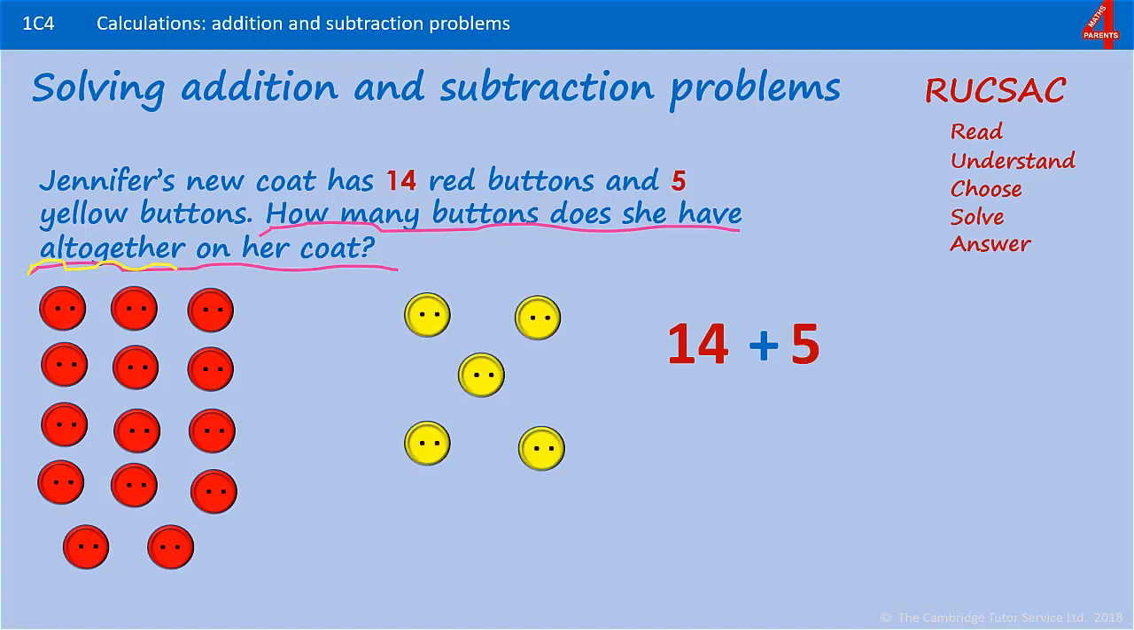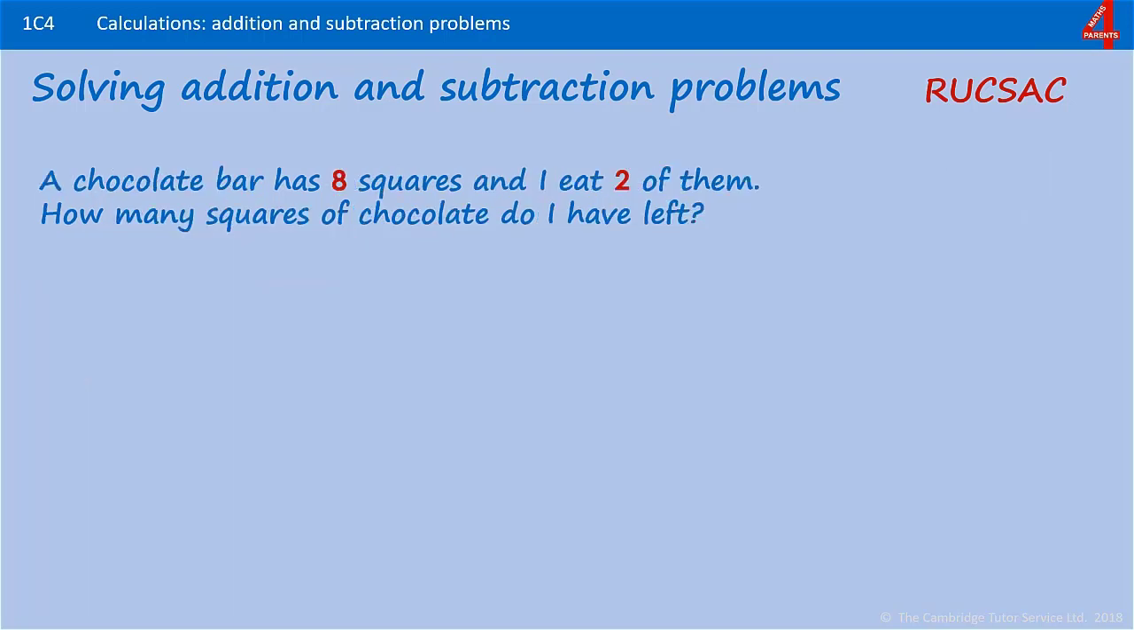To solve and answer the question, we're going to count on from the 14, adding on the 5 yellow. 15, 16, 17, 18, 19. She has 19 buttons altogether, and just check that that is correct. Using RUCSAC, start by reading the question. A chocolate bar has 8 squares and I eat 2 of them. How many squares of chocolate do I have left? We need to understand what this question's asking us to do.